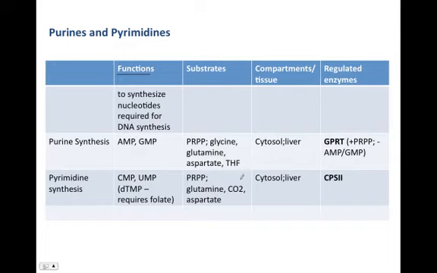In the case of pyrimidine synthesis, which is a smaller base structure consisting of a single ring, glutamine, carbon dioxide, and aspartate primarily contribute to that ring.